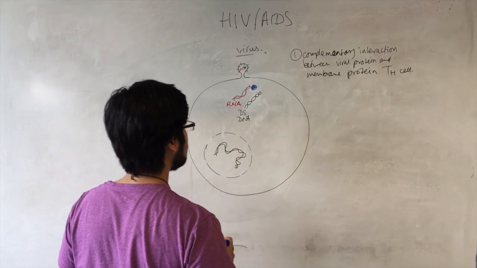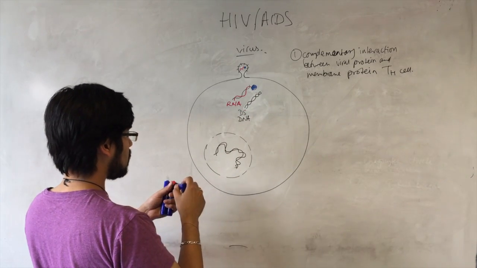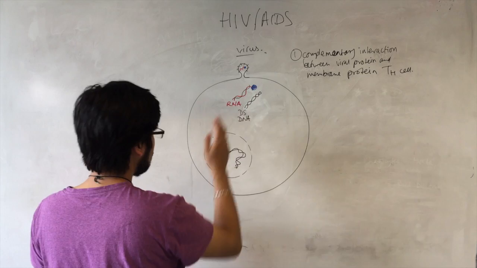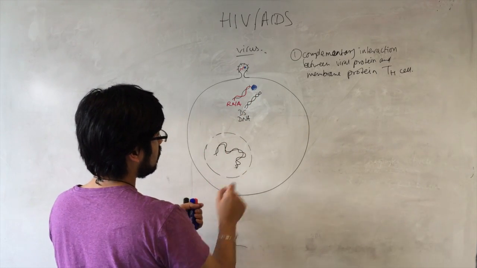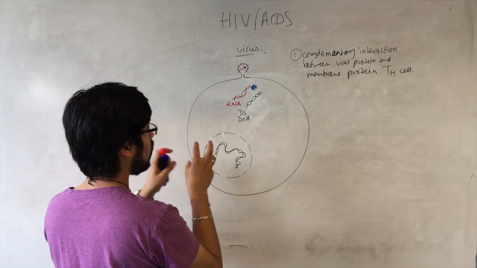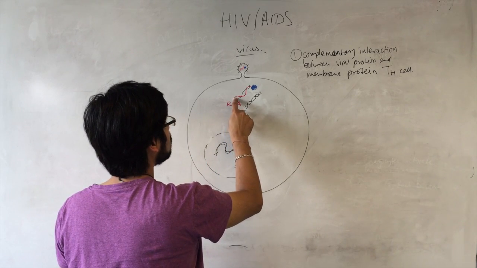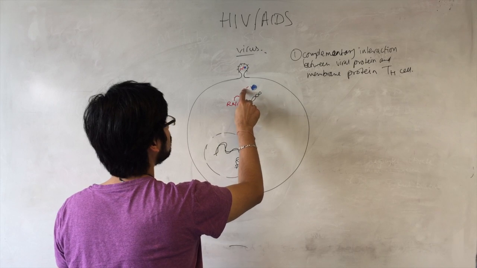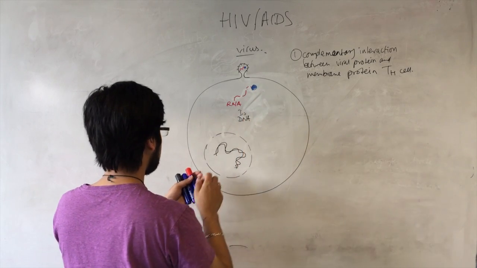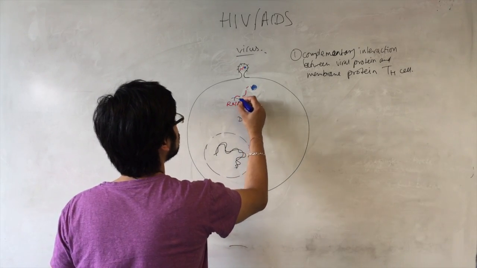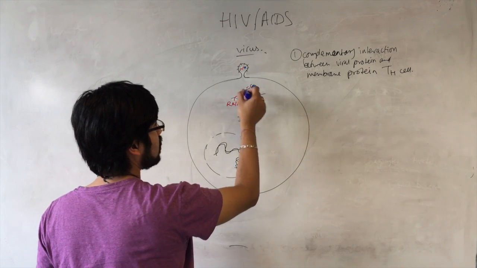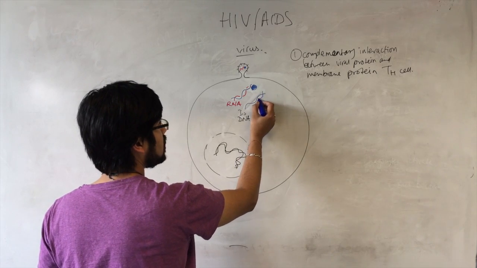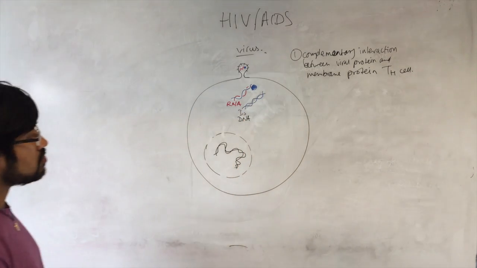Now this double-stranded DNA, I should have drawn it in a different color actually, this double-stranded DNA will now insert into the host genes, the host DNA. And what I will do, I'm just going to redraw this so it's easier to see. So the second strand, we'll draw it blue. So it copied the first strand, copy the RNA into DNA, and then copy the DNA again to make it double-stranded.